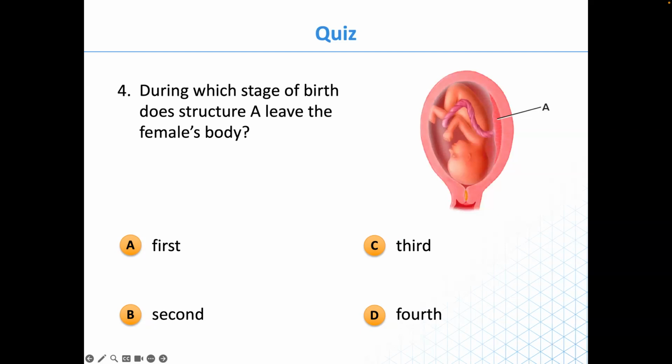How many stages of birth do we have? Three. What is the first one? Dilation, expulsion, placenta stage. I knew it was the last one. So it is the placenta stage where the placenta has been delivered. So the answer is the third. We don't have a fourth one.